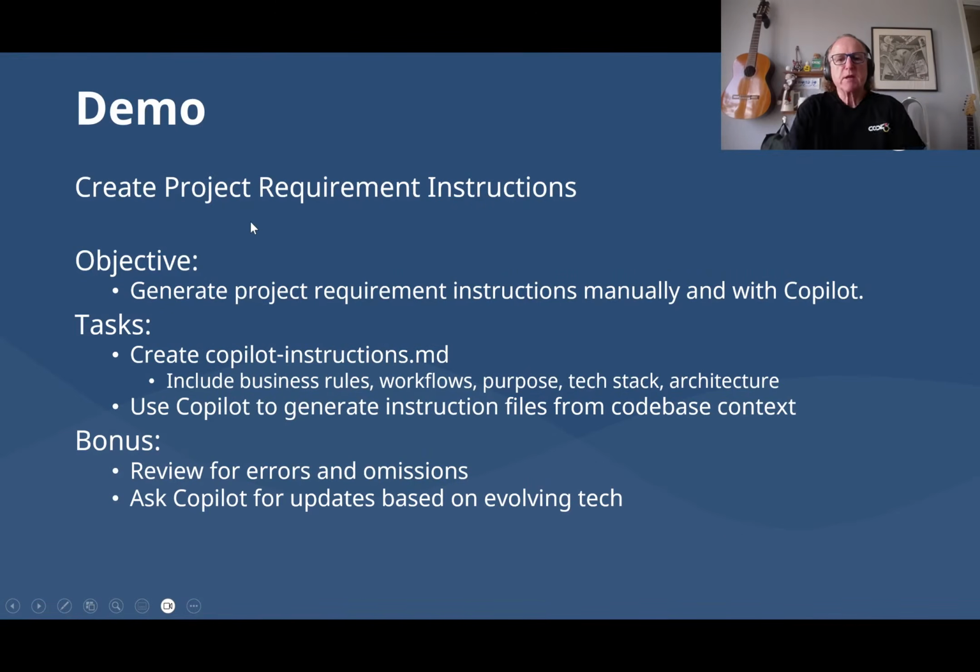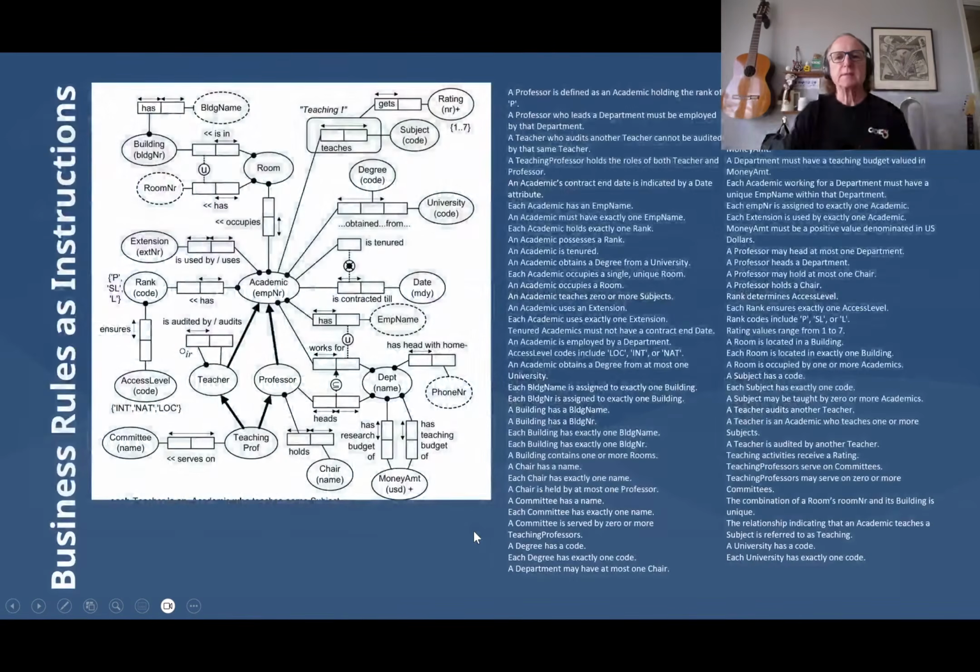So let's take a look at the application. Basically, I'm going to start off creating some project requirement instructions. We'll create them both manually and with the help of Copilot. The tasks we want to do are to create a Copilot instructions.md file, or MD files, that includes business rules, workflows, purpose, tech stack, and architecture, and then use Copilot to generate instruction files from the code-based content. We'll also review for errors and omissions and ask Copilot for updates based on evolving tech.